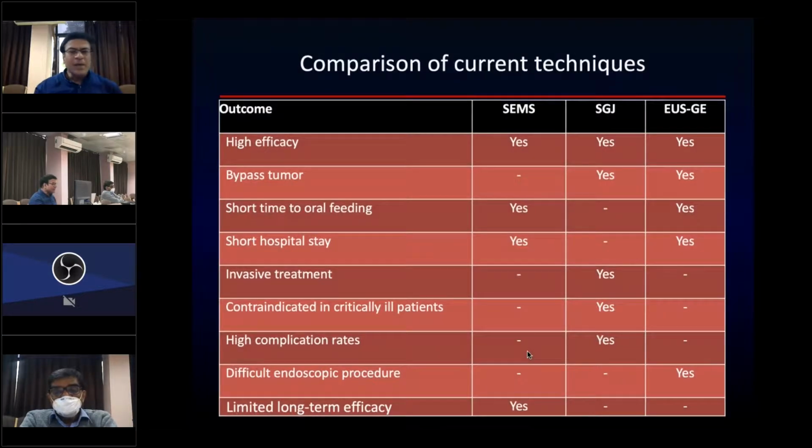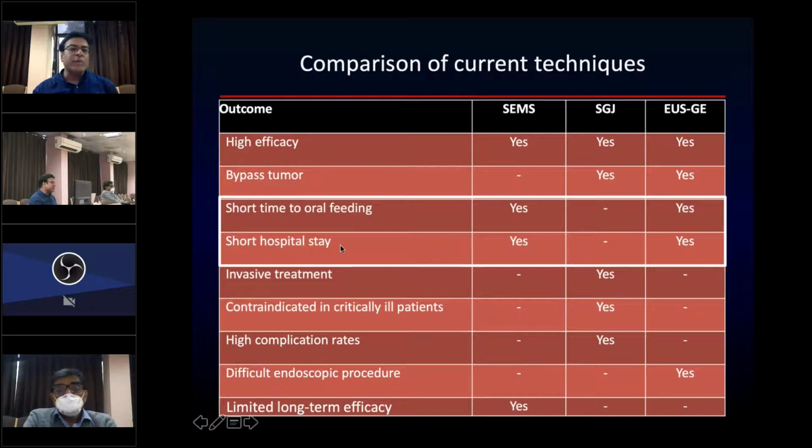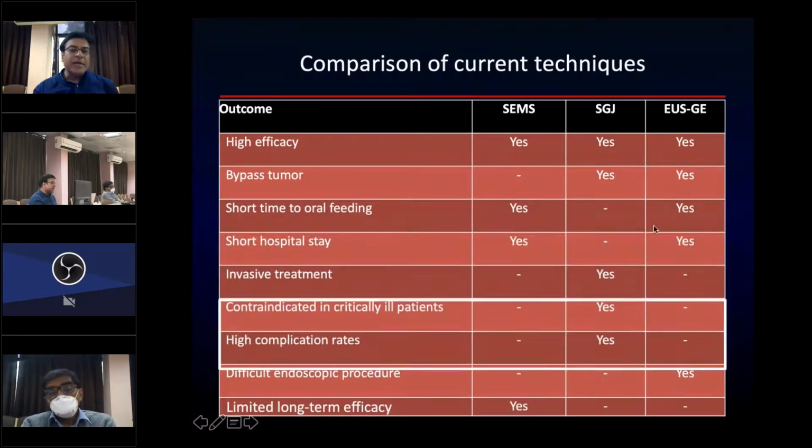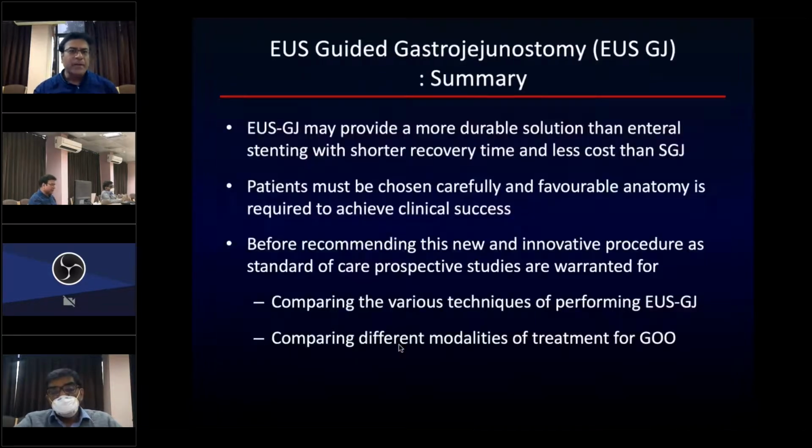GJ. So this is a comparison between the three techniques: short time to oral feeding and short hospital stay in cases of EUS-guided gastroenterostomy, while surgical GJ may be contraindicated in critically ill patients, and has a high complication rate, predominantly in the form of gastroparesis that you see post-procedure.